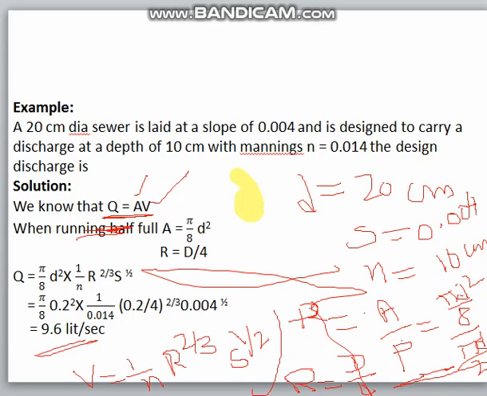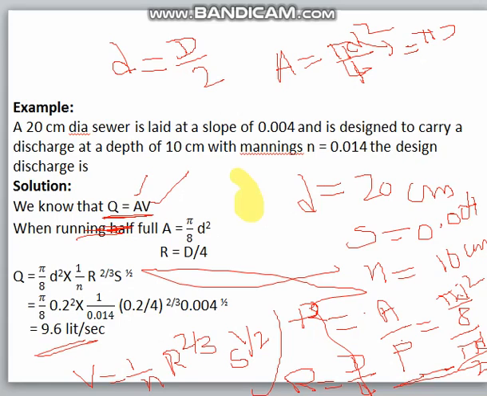In this problem, the main thing you need to understand is what condition is considered: running half full. When running half full, the depth of the flow is equal to D by 2. For a circular pipe the area is pi d square by 4, but we have to consider d equal to D by 2, so it becomes pi d square by 8. Similarly, the perimeter is P is equal to pi d, but running half full, d becomes capital D by 2, so it is pi d by 2.